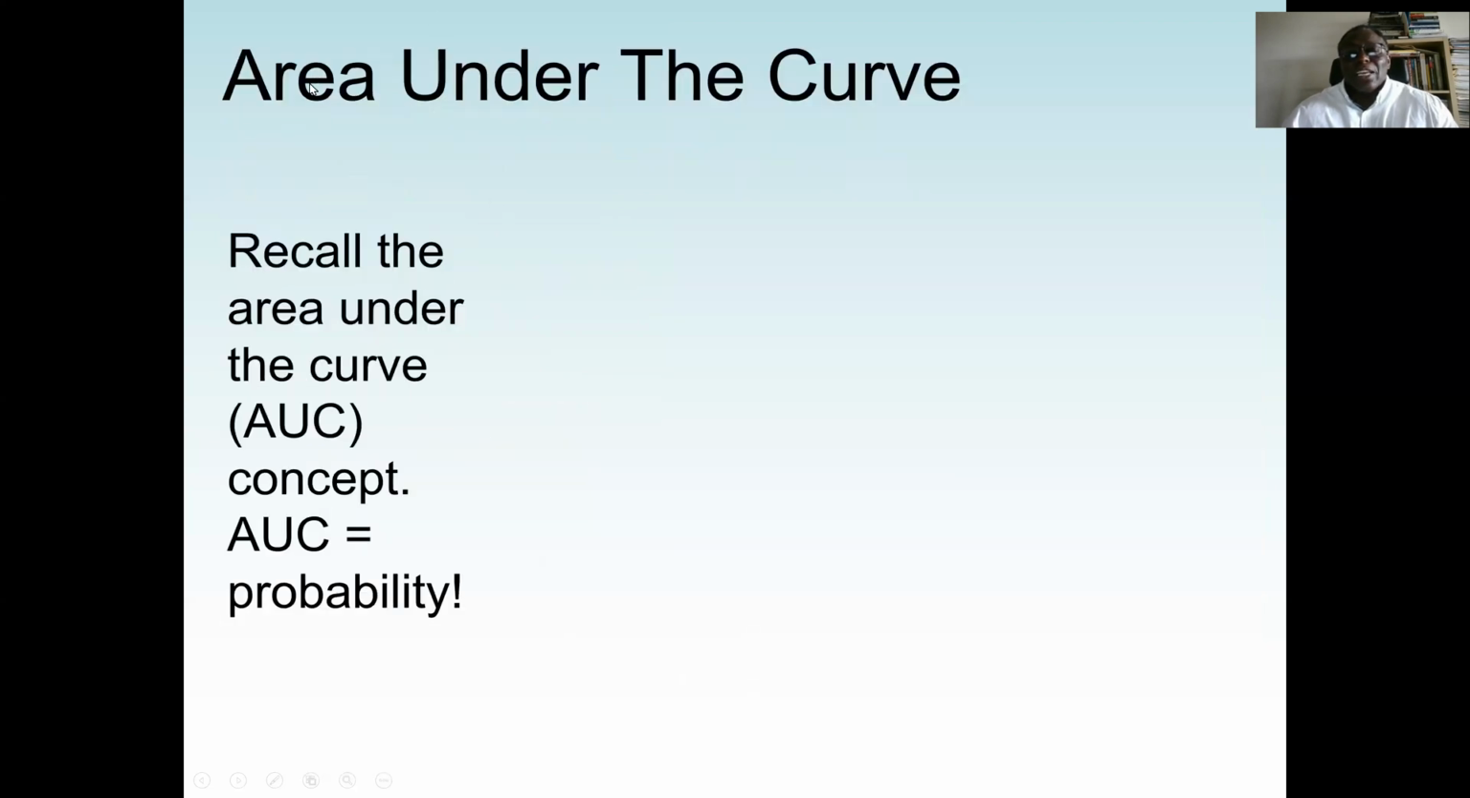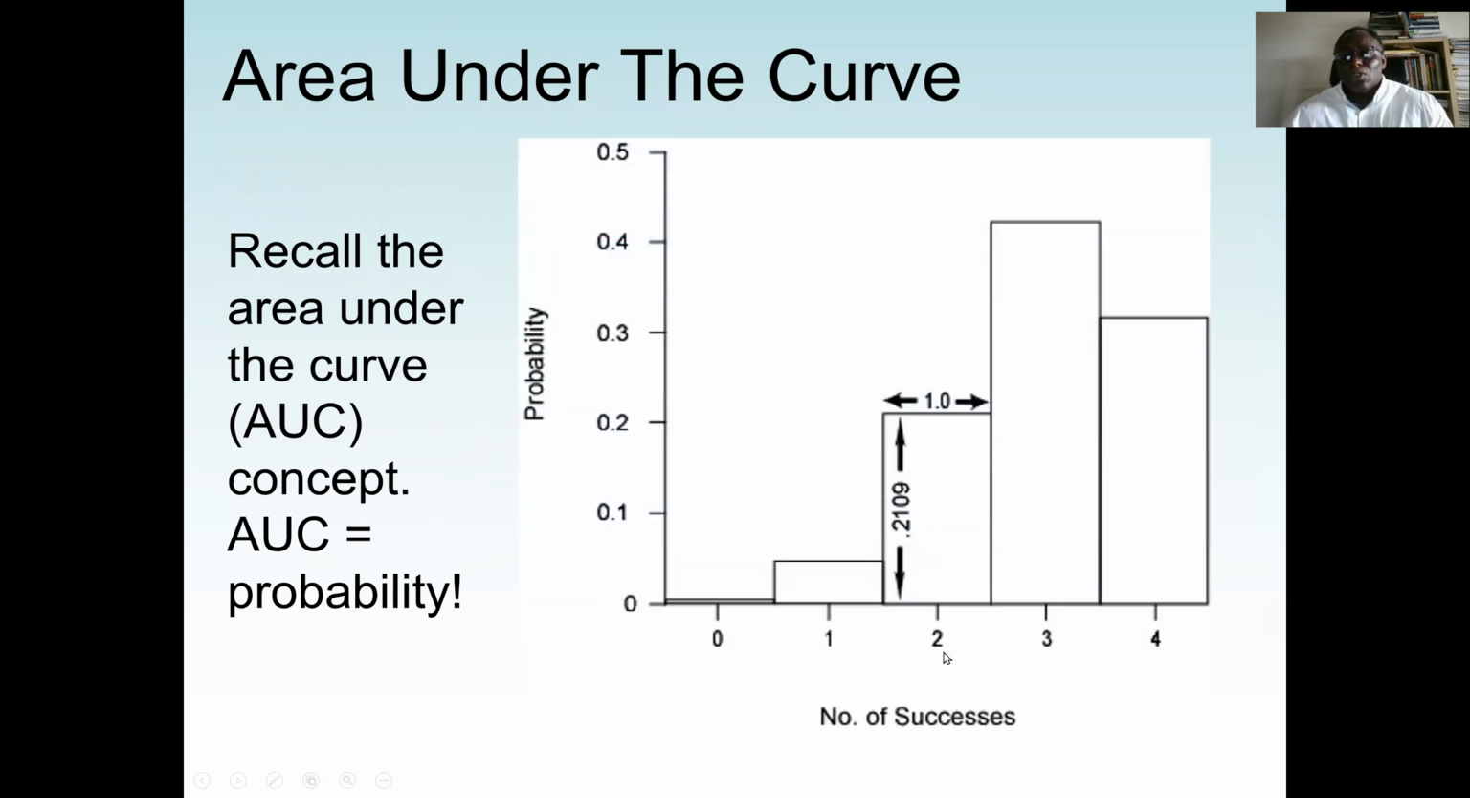We also have something we call the area under the curve. If we recall the area under the curve concept from the previous lectures, this is an example. For example, we have a histogram and we want to find the probability of 2. So we find the area of the rectangle, which is the length times the width. We get 0.2109 times 1, and our answer will be the same, 0.2109. So the area under the curve gives you the value of the probability.